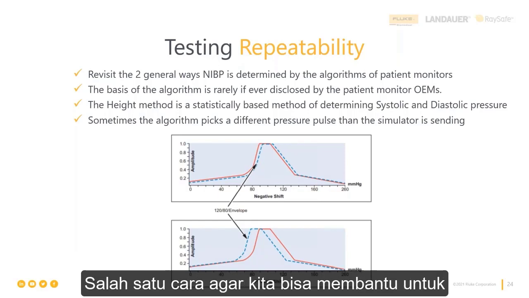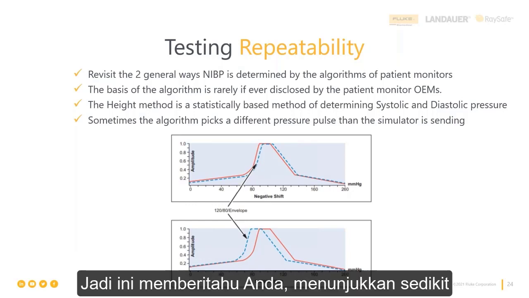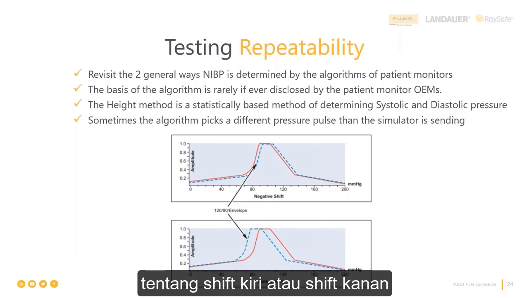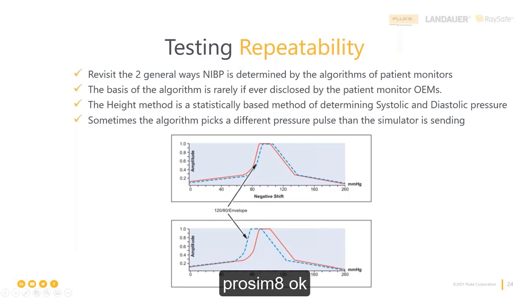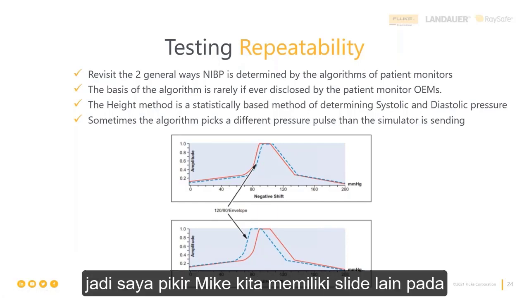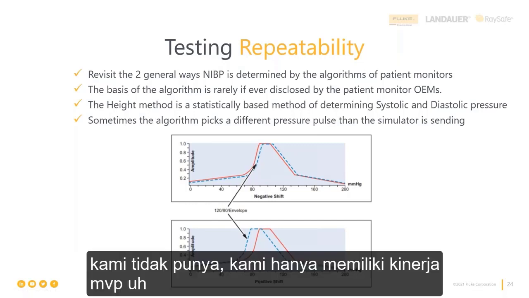So one way that we can help that is with a little bit of a shift in where that peak pressure is going to occur. That is the peak pressure that we're sending. Okay, so this shows you a little bit about shift left or shift right, and you have controls for that in the ProSim 8. Okay, so I think, Mike, we have another slide on that. We don't. We just have okay. NIBP performance testing. Right. Yep.